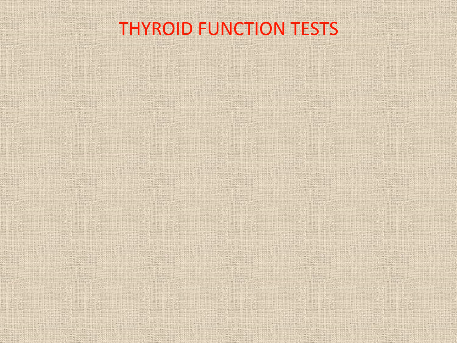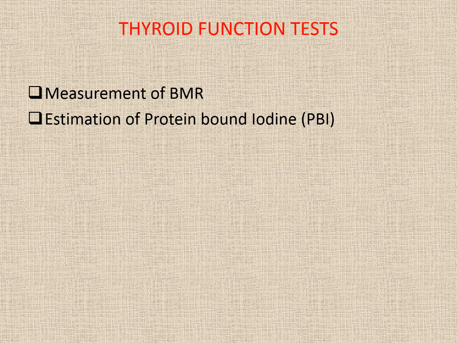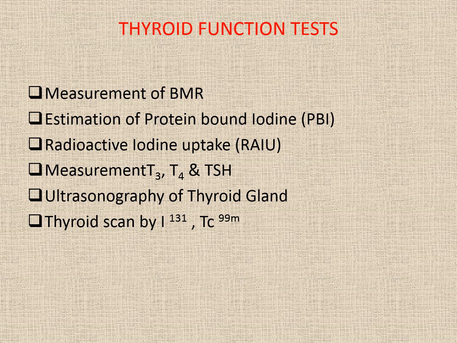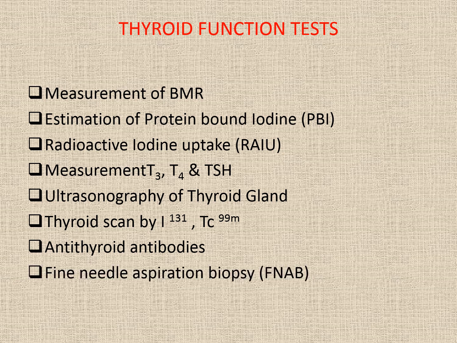First of all, measurement of the basal metabolic rate, then estimation of the protein bound iodine, PBI. Third is the radioactive iodine uptake, measurement of the T3, T4 and TSH, then sonography of the thyroid gland, then thyroid scan, antithyroid antibody, and lastly fine needle aspiration biopsy, FNAB. So these are the different thyroid function tests. At least try to remember the names of these thyroid function tests.